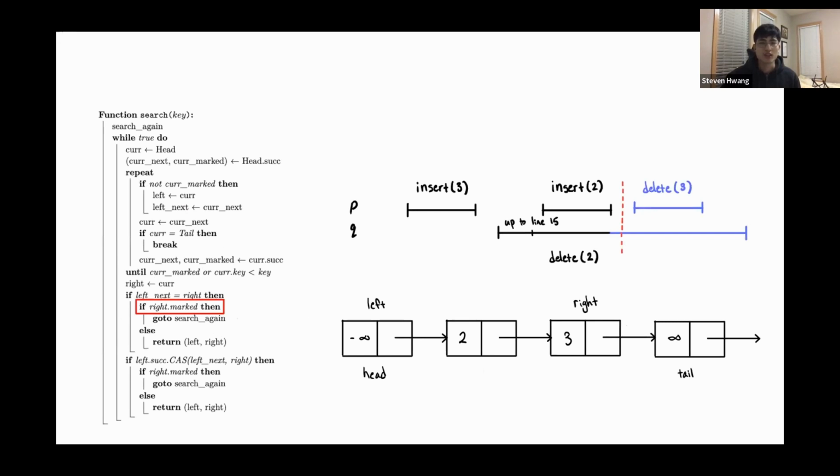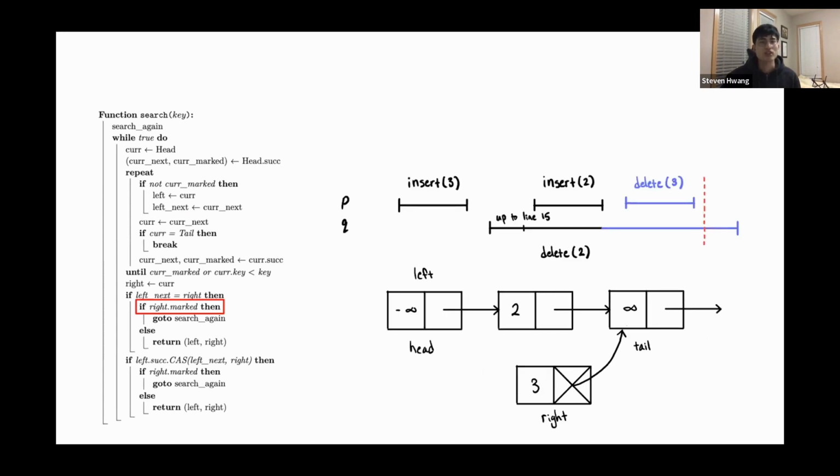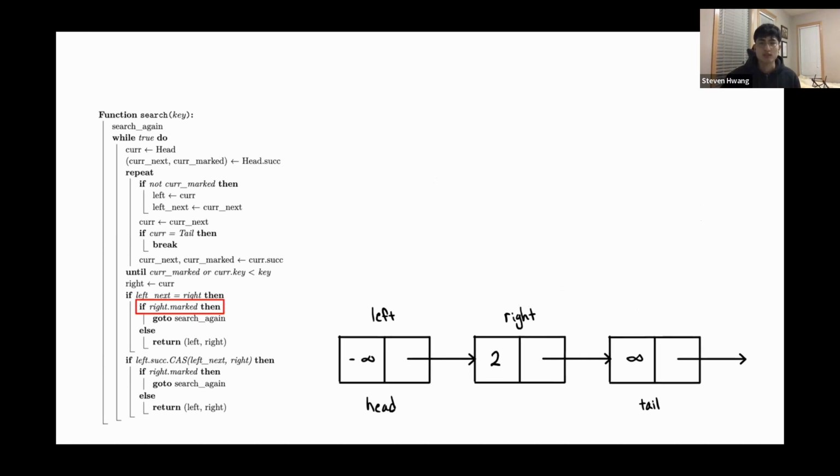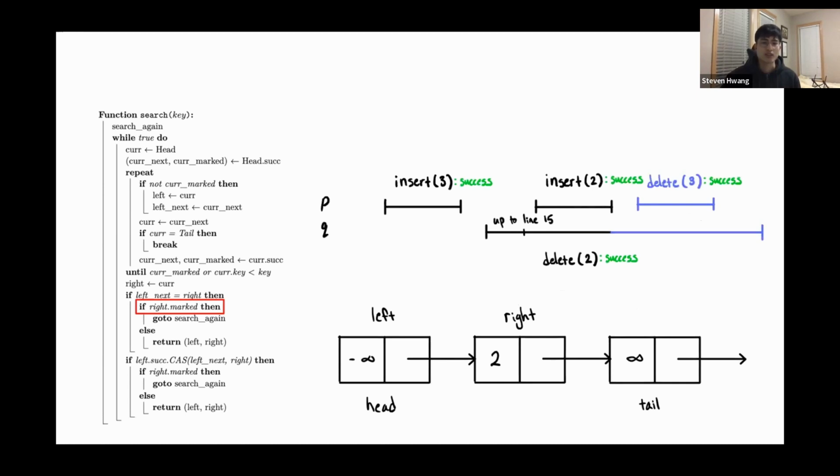Now considering the second extension in the same scenario, however, this time there's a delete of 3 scheduled by P. So the node containing 3 is marked. And when Q resumes its execution, it will see that it is marked and restart. And eventually, when it restarts, head will be assigned to left, and the node containing 2 will be assigned to right. And Q will successfully delete the node containing 2. In particular, every operation in this execution has succeeded.